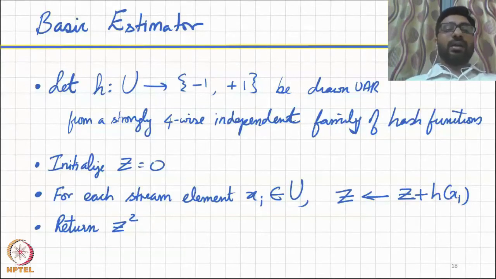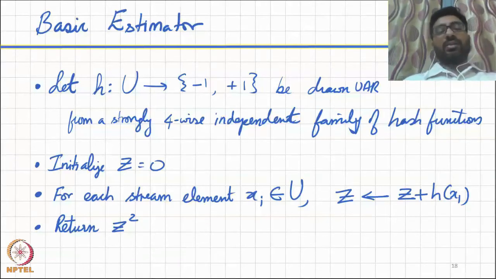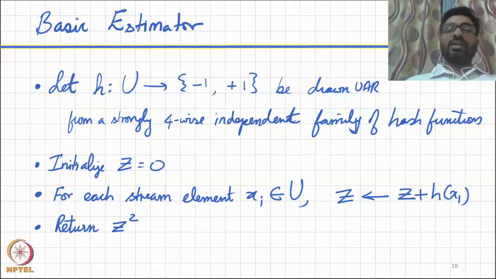Let's begin with an estimator, a basic estimator. This will not be the final estimator that we arrive at, but it'll just help us get a sense for what's going on. And just to remind ourselves, we are estimating F2, which is the second frequency moment. So here's how the algorithm goes. Now, h is a hash function that takes elements from the universe and maps them to either -1 or +1. Such random variables that take the value -1 or +1 are often called Rademacher variables. But that's an aside. We're going to assume that this h is drawn uniformly at random from a strongly four-wise independent family of hash functions.